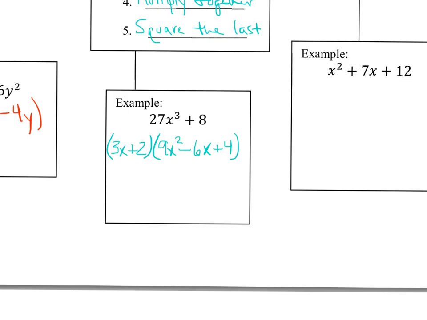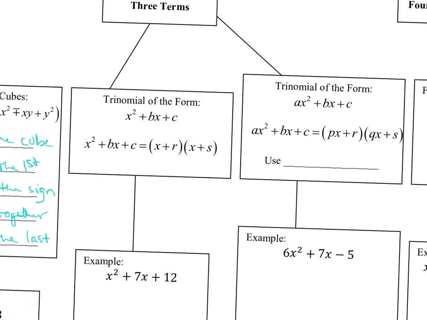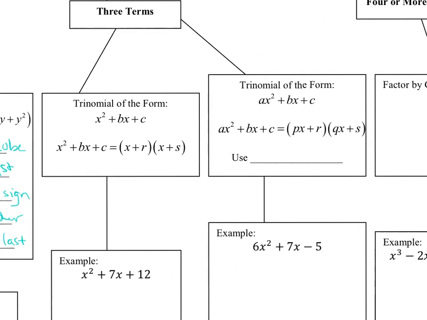Alright, so now we're done with the 2 cases if we have 2 terms. Now let's take a look. What if we have 3 terms? Alright, if we have 3 terms, you're going to look in one spot, whether or not you have a coefficient in front of your x squared. So the first one we're going to look at is what if we do not have a coefficient in front of the x squared.